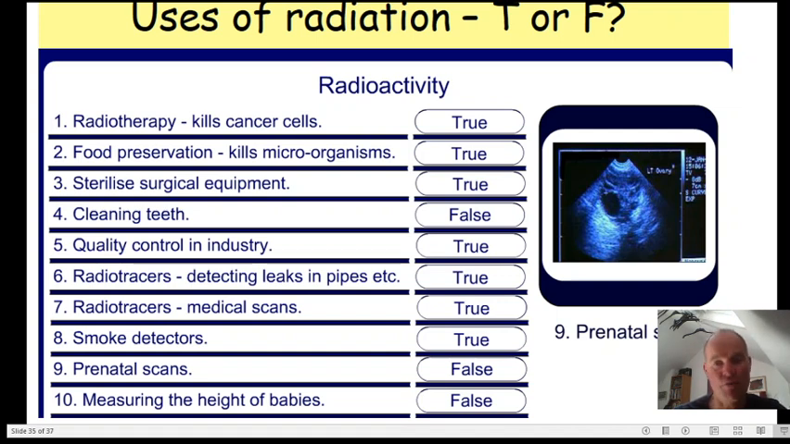Prenatal scans? No, we would not want to scan unborn babies with ionizing radiation for hopefully obvious reasons. We use ultrasound for that, don't we? And measuring the height of babies, again, any sort of ionizing radiation, nuclear radiation near people is not a good idea. Okay, so hope that was a useful run through of what we need to know.